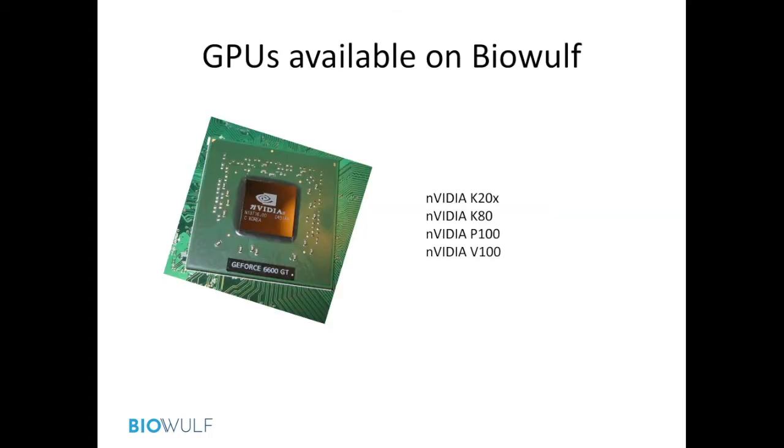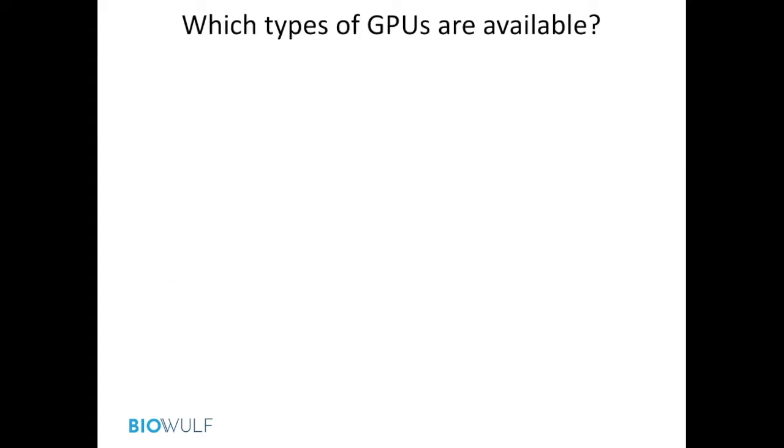There are currently 4 types of GPUs available on Beowulf: the NVIDIA K20X, K80, P100, and V100. The composition of GPU types on the cluster will change with time. So how could you determine the available types of GPU without resorting to documentation? Here's how.